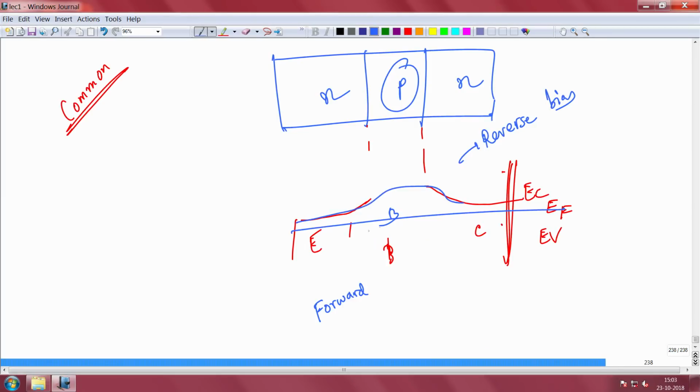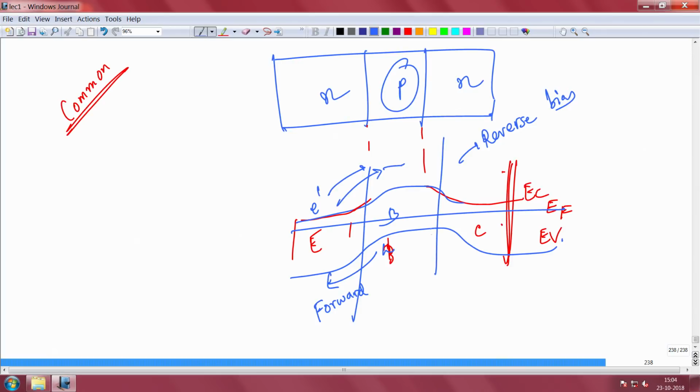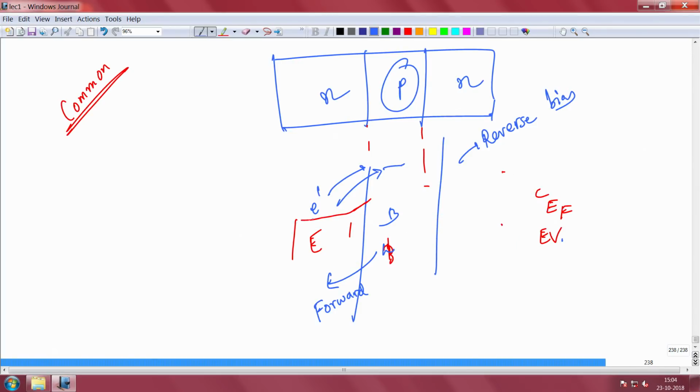It will look like that. If you forward bias the emitter base junction, electrons from this side will go there, holes from this side will come here, that is okay. But electrons from here will go there, and the moment they reach, if you reverse bias the base collector junction, then this will increase, because the reverse bias junction will have a large voltage drop here.